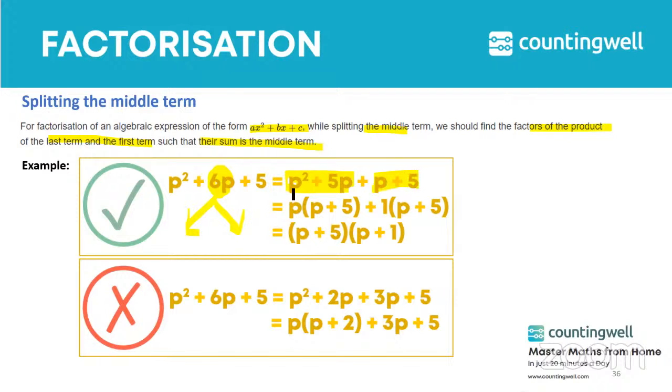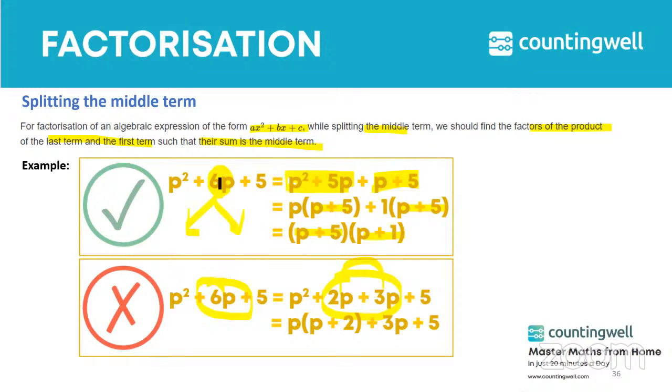Here you can see the common factor is p. In the bracket we'll have p plus 5. Here we have plus 1, and in the bracket we'll have p plus 5. As these two brackets are the same, we have p plus 5 into p plus 1. And here the child has done 2p plus 3p. Here you can see 2p plus 3p is not 6p.